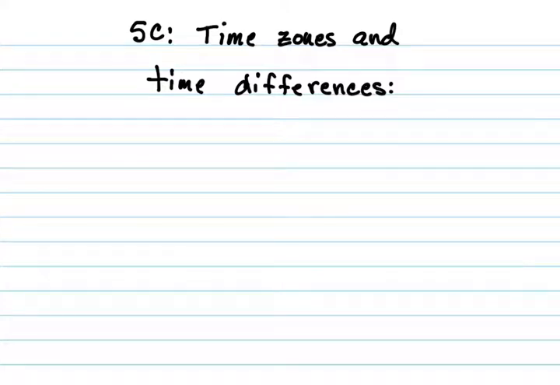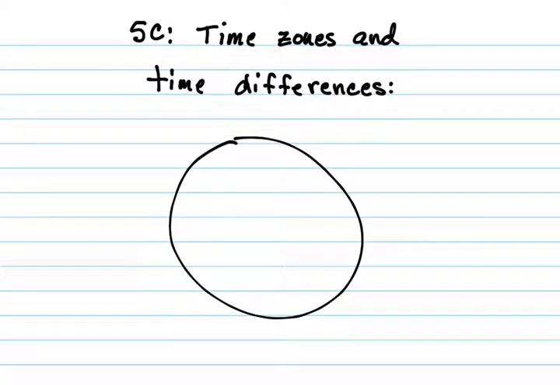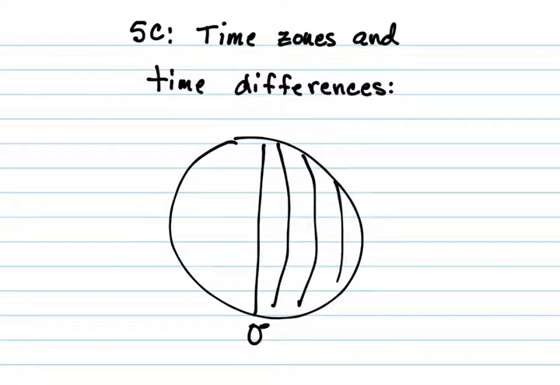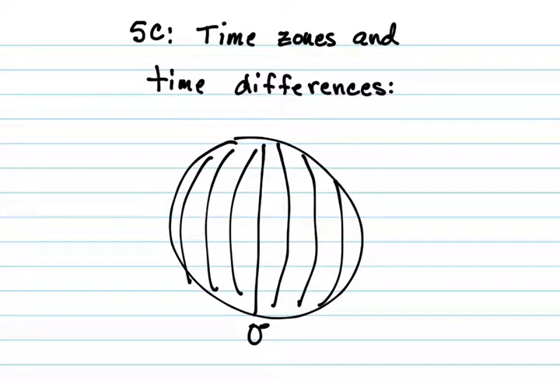All right, so today we're going to look at section 5C, time zones and time differences. Time across the globe is generally equated with lines of longitude. In other words, you have the Earth, time zones. All right, 0 degrees meridian, which is the prime meridian, and then they go on from there. And the further you get from that prime meridian, the more degrees.